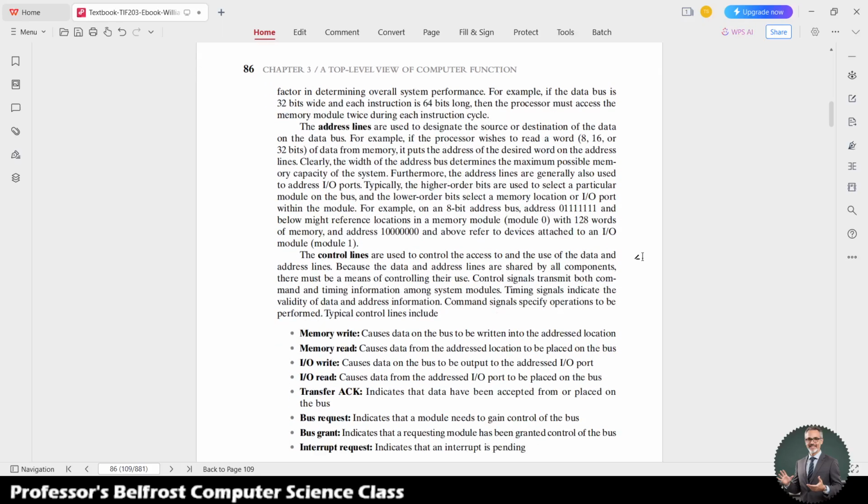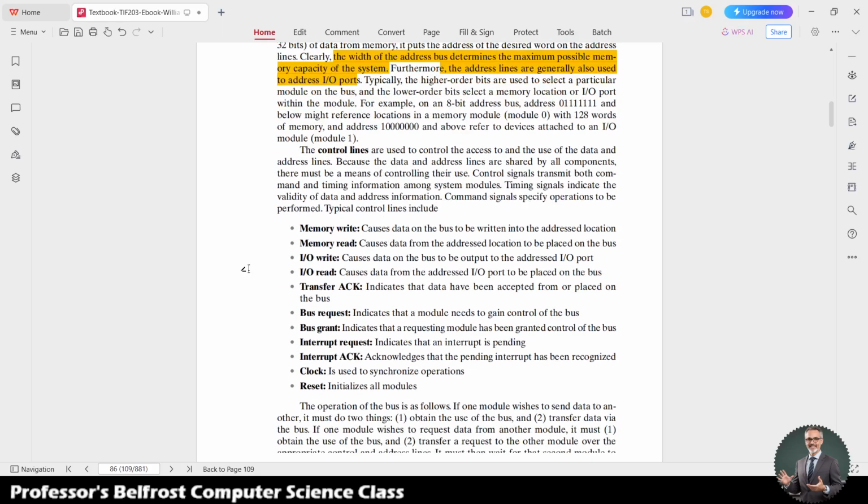Next, we have address lines, which are used to designate the source or destination of the data on the data bus. The width of the address bus determines the maximum possible memory capacity of the system. Also, the address lines are generally used to address the I/O ports.